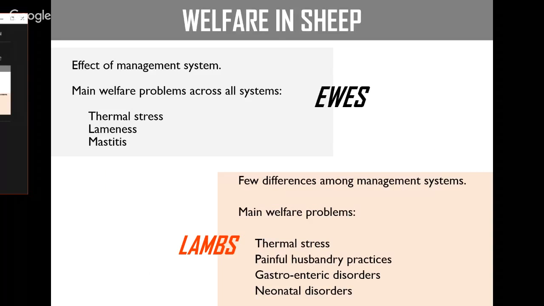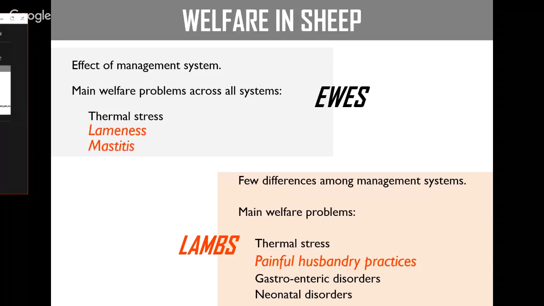So based on this EFSA report and on some other references as well, it is fair to say that regardless of the production type, the management system, and the breed, pain-related issues are very important for the welfare of sheep. And these issues include lameness and mastitis, for example, and also painful husbandry practices.